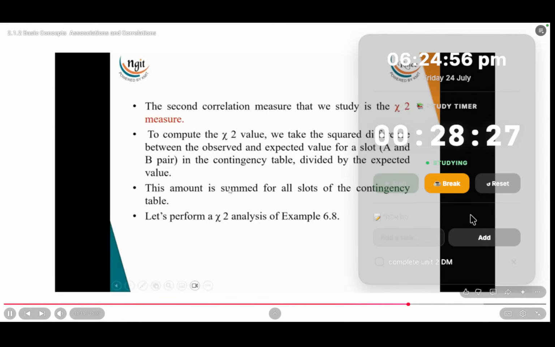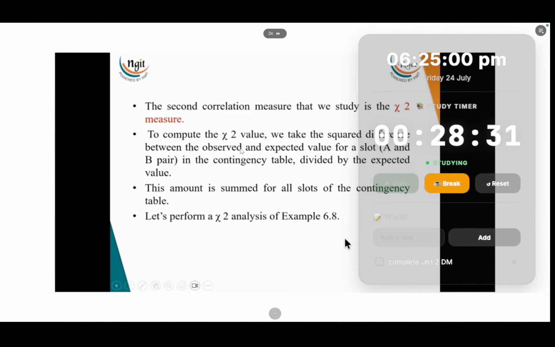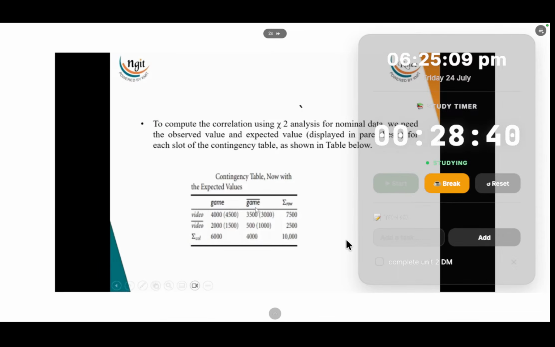We also have another correlation measure, which is called the chi-square measure. To compute this chi-square, we consider the observed values and expected values, and we also take the squared difference between these observed and expected values, which are represented in the form of a contingency table. Now let us understand this with an example. Here you can see a table which consists of details like whether a video is bought or whether a computer game is bought.